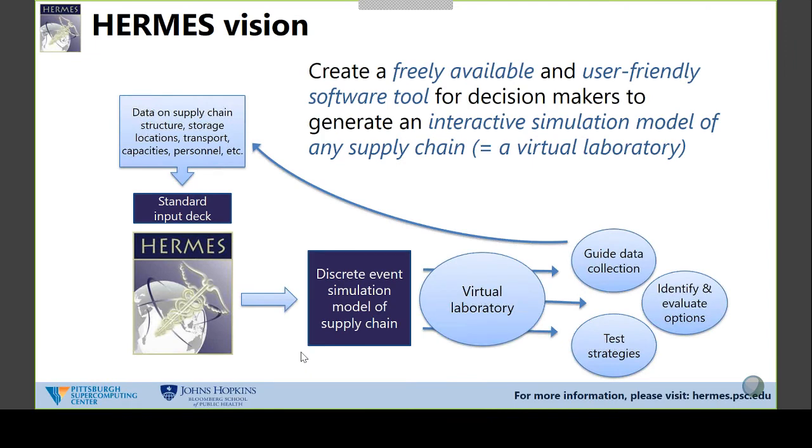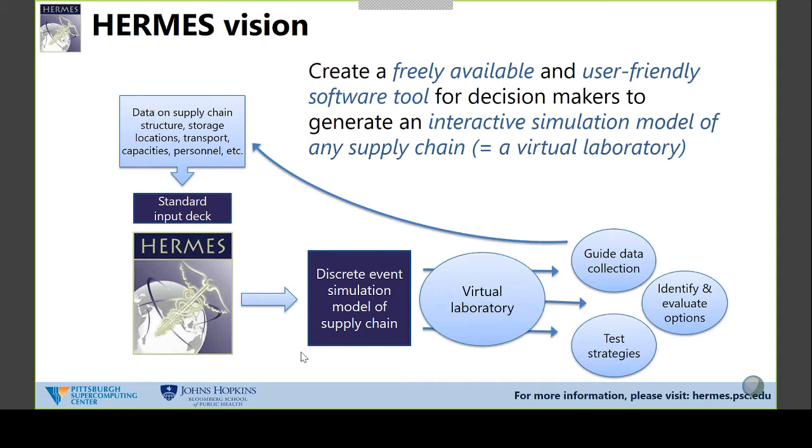So the next project I want to tell you about is a project called HERMES, which everybody wants to know what that stands for. It stands for Highly Extensive Resource for Modeling Event-Driven Supply Chains. That's why we call it HERMES instead of the full name. But HERMES is a project that we've been working on for quite some time, mostly with the Bill and Melinda Gates Foundation, but also with a number of international organizations such as the WHO, UNICEF, and a number of NGOs, looking at how do we get mostly health products down to people that need them.